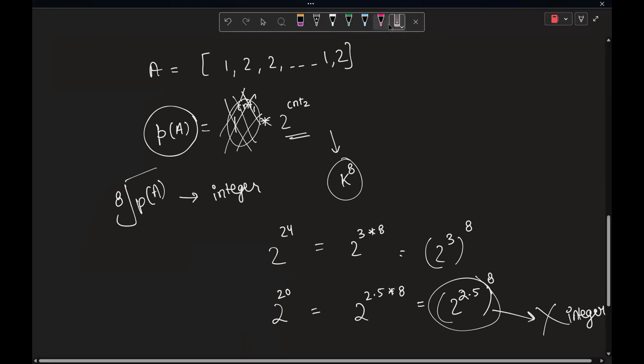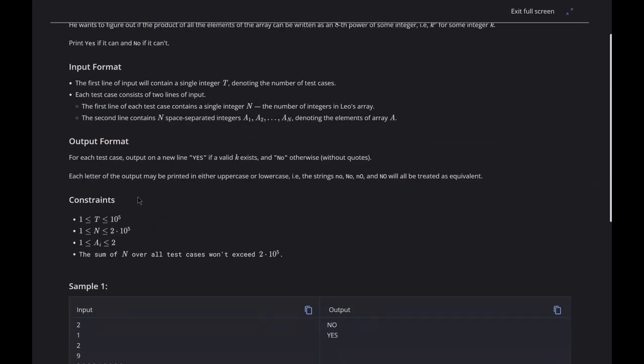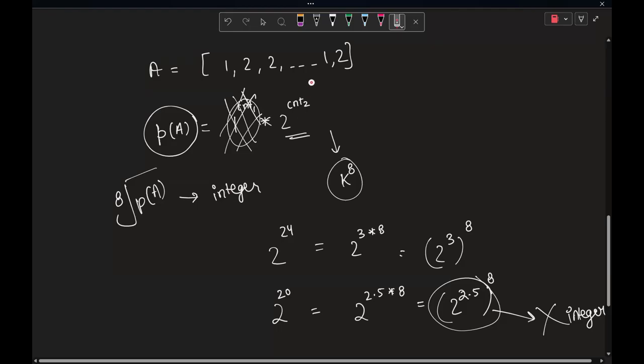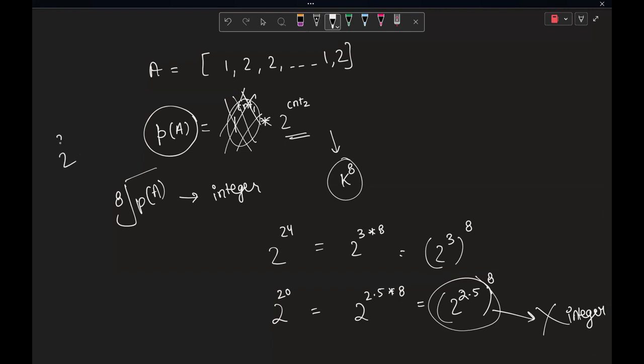So yeah, the idea is correct, but the problem is, let me just look at the constraints. There can be 2 into 10 raised to the power 5 elements in the array. So let's say if all the elements are equal to 2, then the product of the array will be 2 raised to 2 into 10 raised to the power 5, which is a very huge number. You can't really store it into an integer.